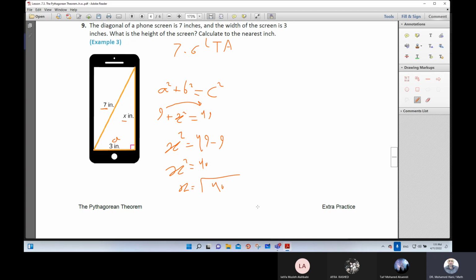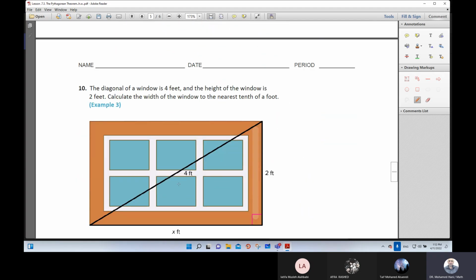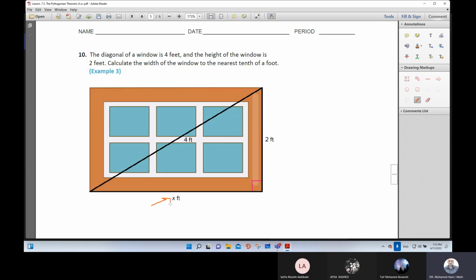So the answer will be 6.30 or 6.3. The answer will be about 6.3. Okay, thank you for all. Now I want from all to try to find the value of X here, please. Then tell me what is your answer. Start, please.